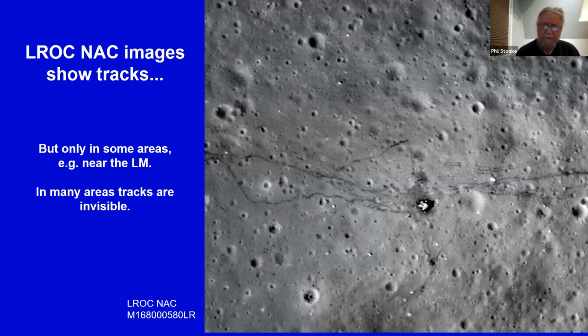Obviously, we're familiar with pictures like this, a beautiful NAC image of the area around the LEM, and there we do see tracks. But I really have to emphasize that as soon as you get away from this area, even the beautiful NAC images do not show tracks in most places. There are some areas where they do. For instance, between station 3 and station 4, you can see tracks, but in most areas you can't, however much you crank up the contrast or anything like that. Okay, next slide, please.